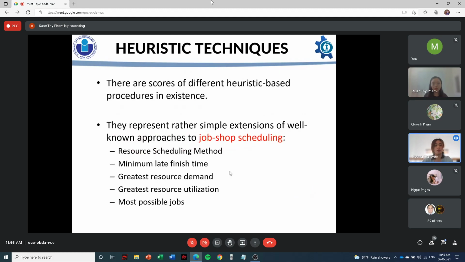The second approach to multi-project scheduling problems is the heuristic techniques. There are scores of different heuristic-based procedures in existence. They represent rather simple extensions of well-known approaches to job-shop scheduling, including resource scheduling method, minimum late finish time, greatest resource demand, greatest resource utilization, and most possible jobs.